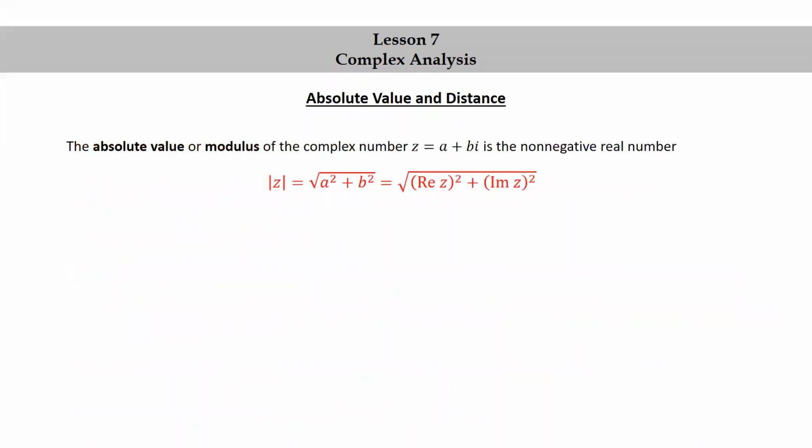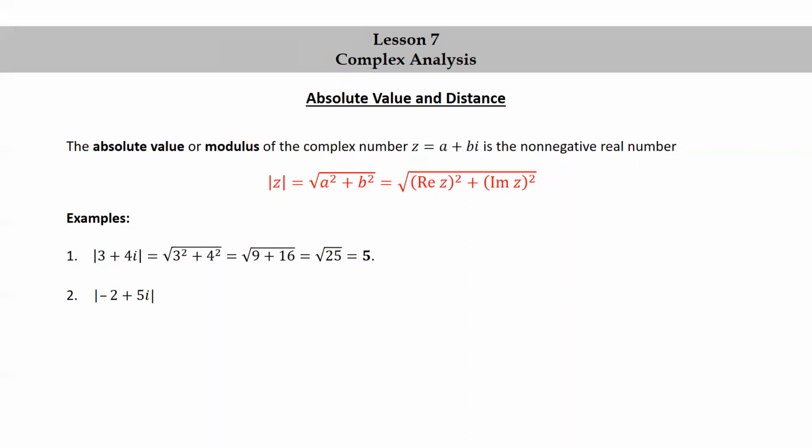The absolute value or modulus of the complex number z equals a plus bi is the non-negative real number, absolute value of z equals the square root of a squared plus b squared, or the square root of the real part of z squared plus the imaginary part of z squared. Let's look at some examples. The absolute value of 3 plus 4i is equal to the square root of 3 squared plus 4 squared, which is the square root of 9 plus 16, which is the square root of 25, or 5.